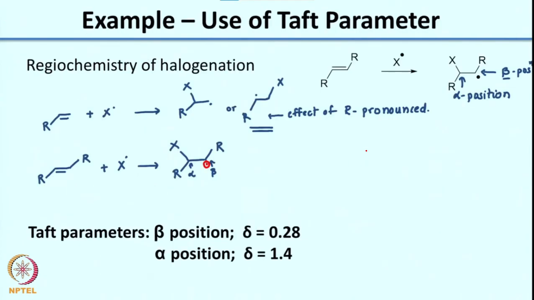Now the use of the Taft parameter, an example is given here. We have an alkene as a starting material substrate, which is undergoing a radical reaction. When the radical reaction takes place, the homolytic cleavage will take place at the double bond, and we will get two radicals generated here. Then this secondary radical will be trapped by this X radical. So here you can see that in the intermediate, two types of radical generation are taking place. One is primary and the second one is secondary.